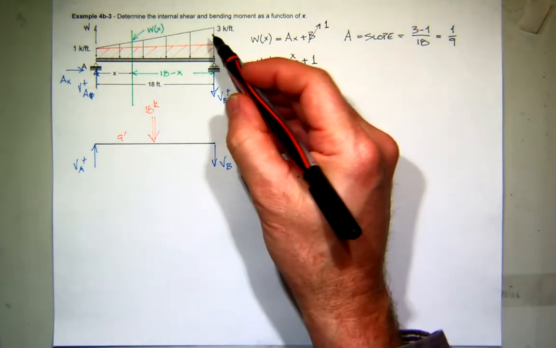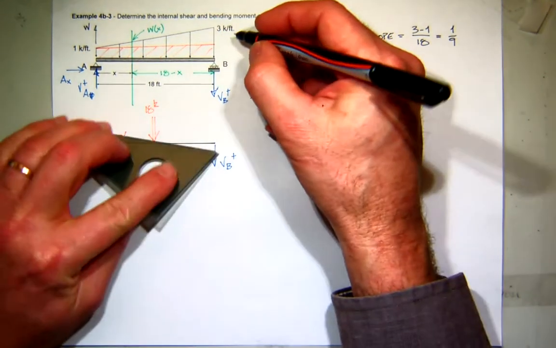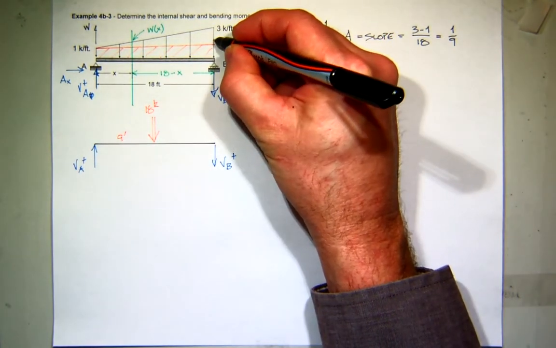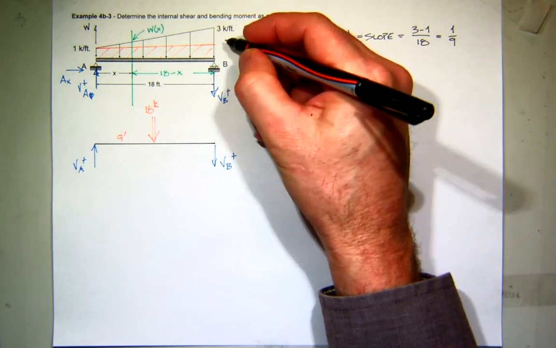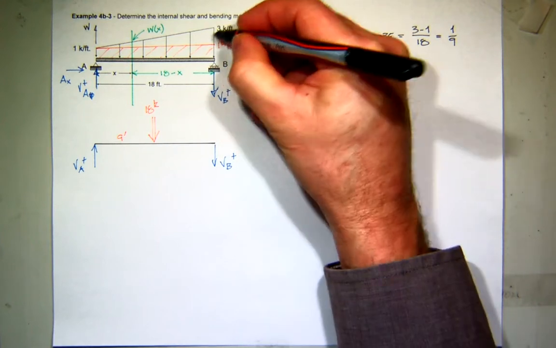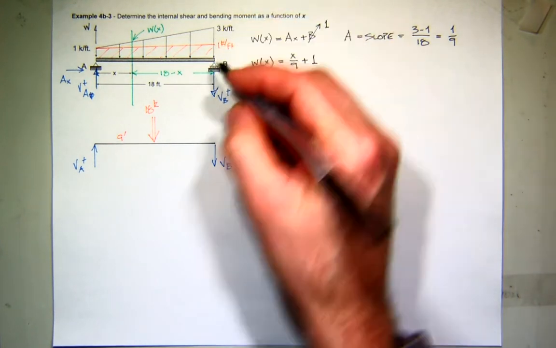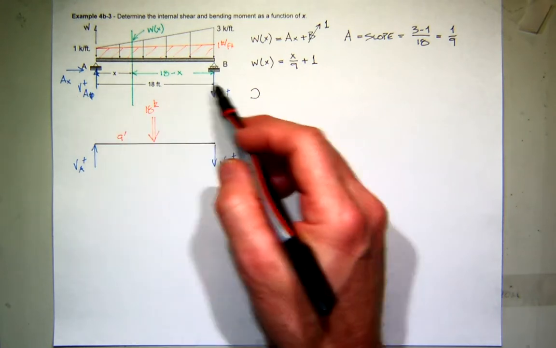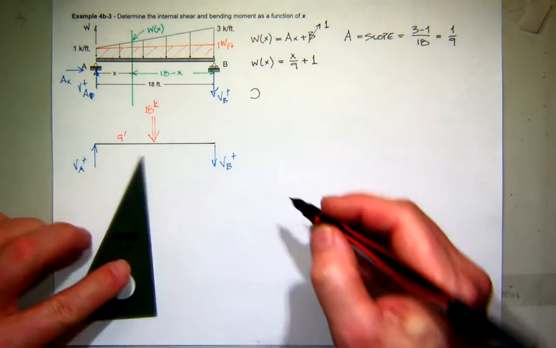Now what about the area of the triangular piece? So what is the height right here of the triangle? Well, it's 3 minus, remember the value here is 1 kip per foot. So the height is just the difference. So it's only a height of 2. So the area of a triangle is 1/2 base times height, and that's also 18 kips.